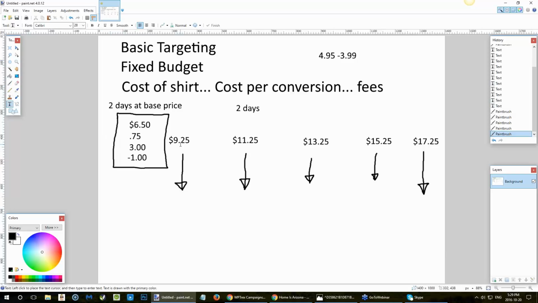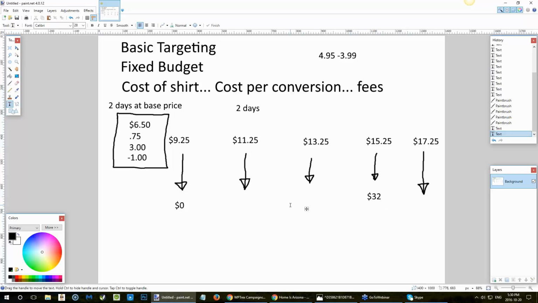Somebody tell me how much we made running this at $9.25 for 2 days. This one we know. How much did we make? What was our profit? Zero. Let's take a look at these 3 price points now. Let's say that at the end of the day, because the sales went down a bit, this one put $32 in our pocket. At the end of the 2 days, this thing made us $32 in our pocket.